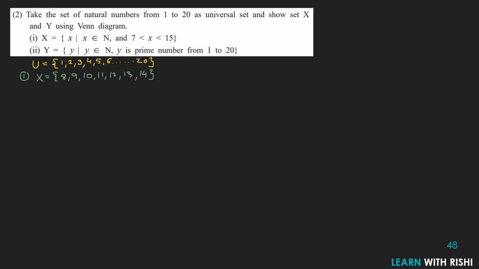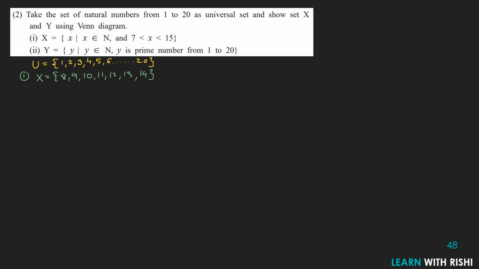As X belongs to natural number, we'll take the counting numbers. And they have given one more thing, that it is greater than 7 and less than 15. So 7 and 15 will not be included as they have not mentioned less than equal to or greater than equal to. So this is my universal set and first set X.